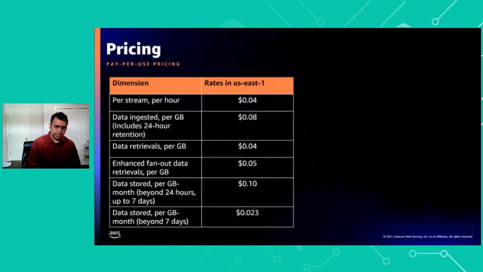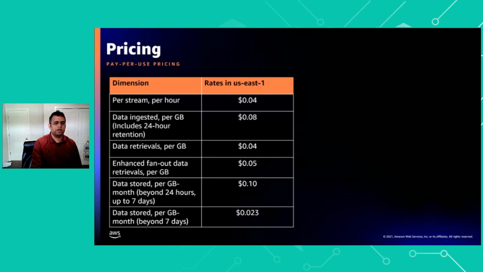All right, so the last thing, the core principle that we want to cover is the pay-per-use pricing of the on-demand capacity mode. The overall pricing has, I would say, four key dimensions. You pay for the amount of data in, which is per gigabyte. That also includes, like in the provisioned mode, the first 24 hours of data retention. You also pay for data retrievals, 4 cents if you're using the GetRecords API, and 5 cents if you're using the SubscribeToShard enhanced fan-out feature.